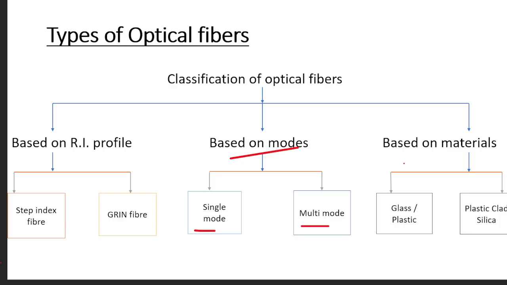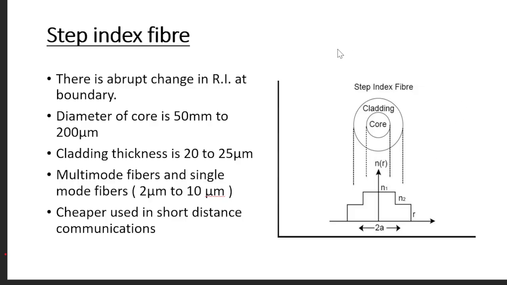Now, on the basis of materials, optical fibers are classified as glass, plastic and plastic clad silica. So these are the types of optical fiber. Now the first part is the step index fiber. This is the fiber which is based on the refractive index of core and cladding.